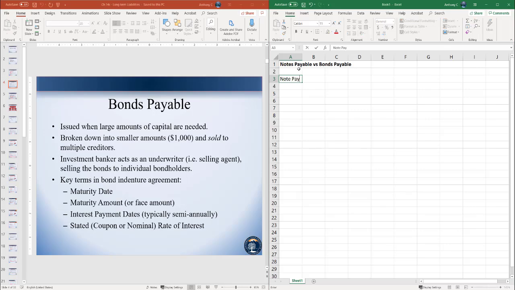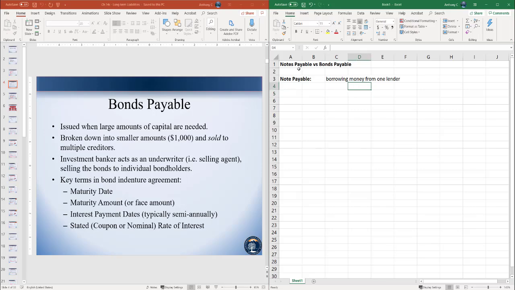So a note payable generally means we are borrowing money from one lender, generally some kind of bank or financial institution. In other words, a note is just a contract. Generally, the contract will specify when we need to pay them back and how much interest we are going to pay.